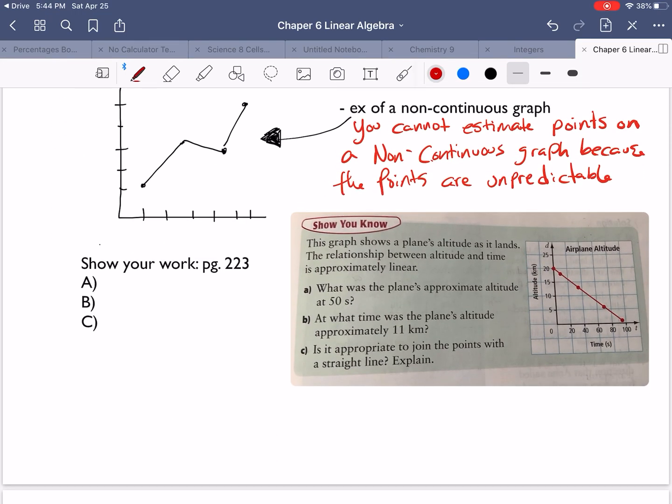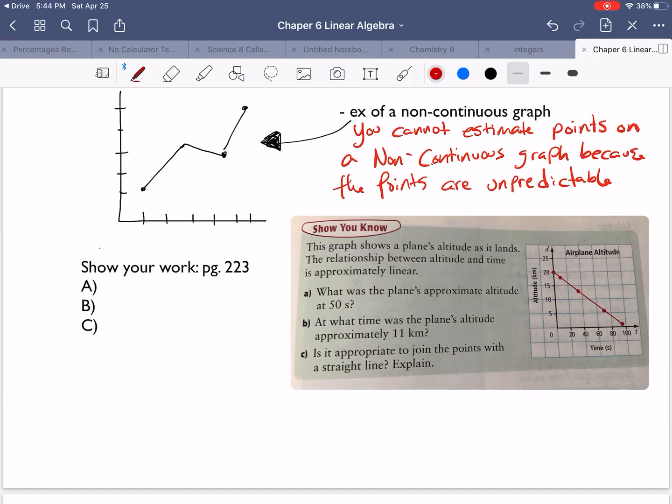But I wanted to show you this graph right here. This graph goes up, and then it goes down, and then it goes up again. And this is called a non-continuous graph. So non-continuous graphs are really unpredictable.